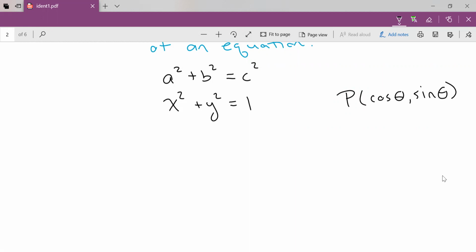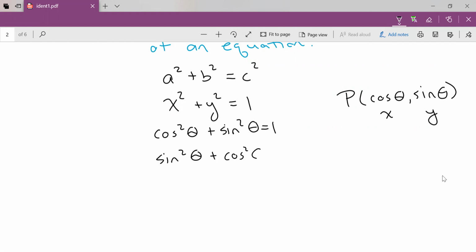Well, let's adapt what we have here then. Cos squared plus sine squared is equal to 1 because cos is x and sine is y. Now, I'm just going to rearrange this because this is how it seems to be written on most formula sheets. Sine squared plus cos squared is equal to 1. Here is the first trig identity that we will work with in this unit.